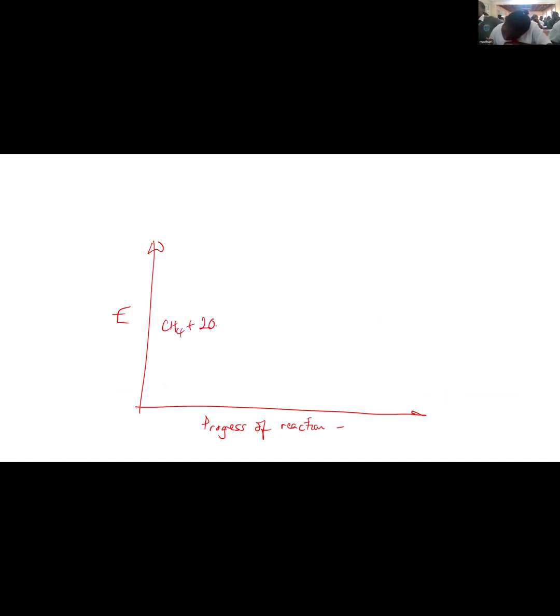Okay, so in this sense, it goes like this. There's energy up the side. It's normally progress of reaction along the bottom, if you're asked to draw these yourself. And we have CH4 plus 2O2 here. Then we have to put energy in to get it to react, and then it drops down the other side to form CO2 and 2H2O.